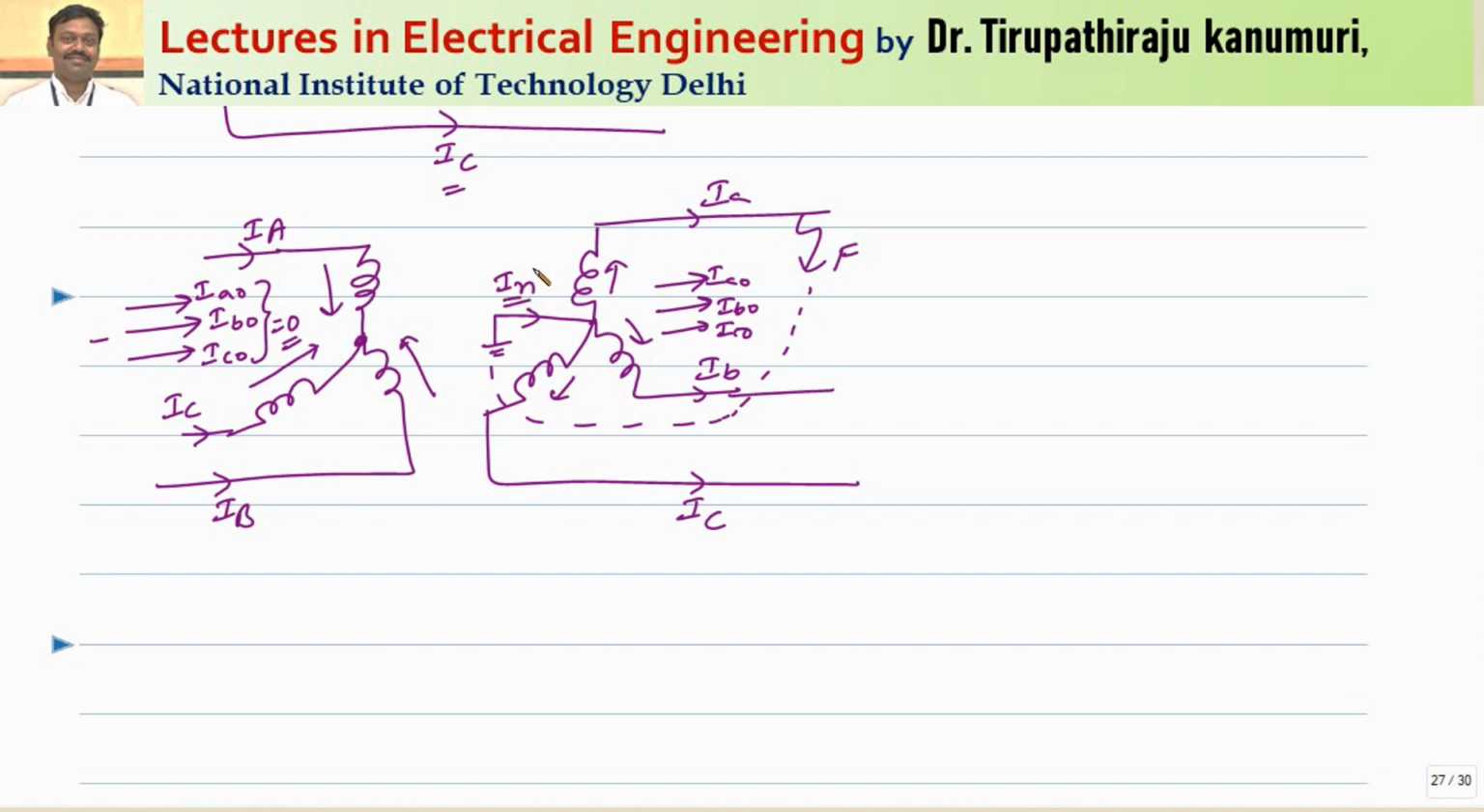So this IN we can take as 3 times I naught. So 3 times I naught current will pass through this one. So this IN is equal to 3 times I naught, because Ia naught is equal to Ib naught is equal to Ic naught, so this is equal to I naught. So 3 times I naught can return back, so it can circulate in the secondary.